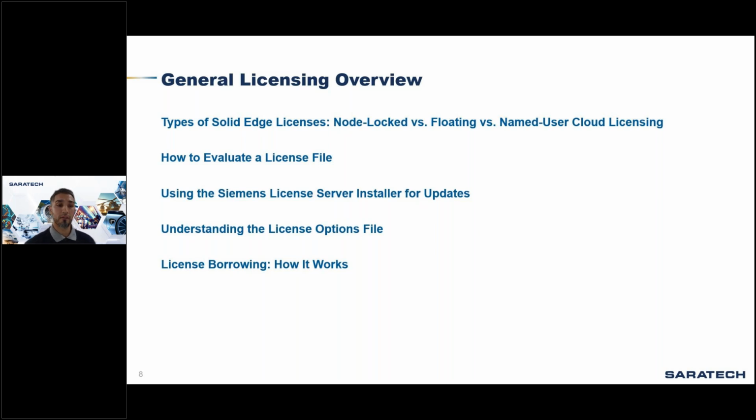Next, we'll talk about the Siemens license server and how that works, because it is quite a bit different than how it was in the past with the PLM license servers, as it was called before, the earlier license installers. Next, we'll talk about the license options file, which a lot of you may not even be aware of, so I'm going to briefly mention that. And finally, license borrowing. Again, something that some of you may not even be aware of. That's something that can be very useful, especially with all these changes happening.